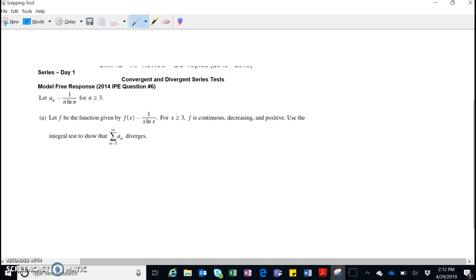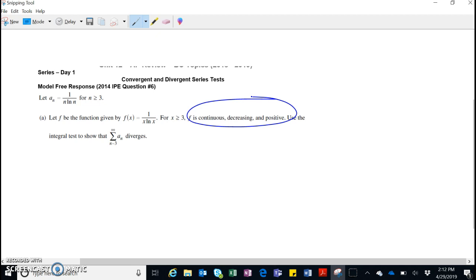So if you'll think back to our conversations on series, these three characteristics right here should sound pretty familiar: continuous, decreasing, and positive. Those are the conditions that we have to show in order to be able to use the integral test. So since the College Board is giving us those characteristics and telling us to use the integral test, it's no mystery. We just have to go right in.